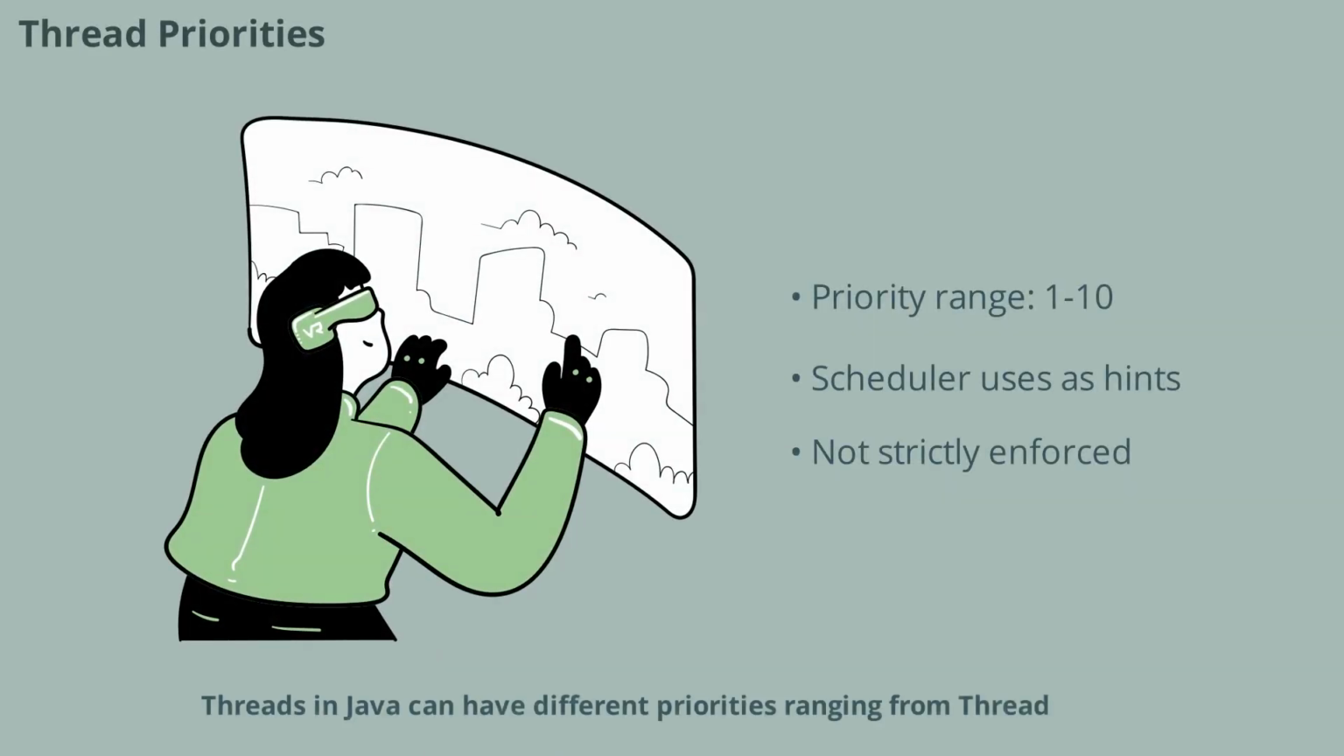Threads in Java can have different priorities ranging from Thread.MIN_PRIORITY 1 to Thread.MAX_PRIORITY 10. The scheduler uses these priorities as hints to decide which thread to run next. However, thread priorities are not guaranteed to be strictly enforced, as actual behavior depends on the JVM and operating system. Use priorities to suggest importance, but don't rely on them for critical logic.